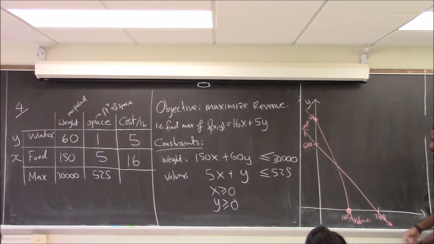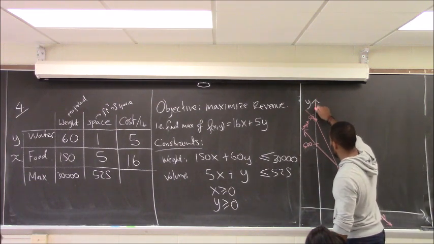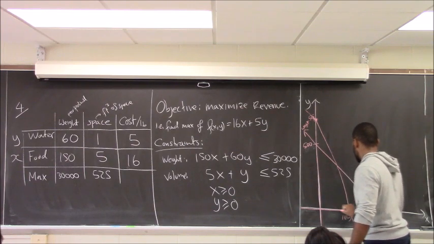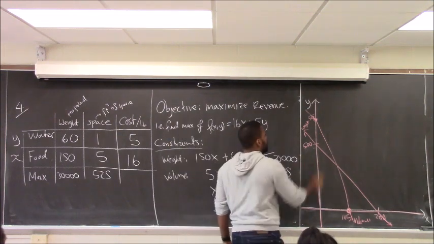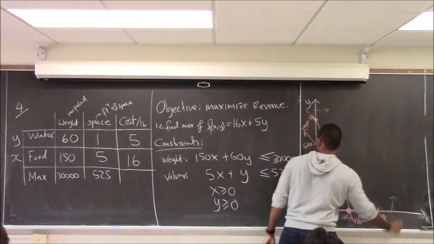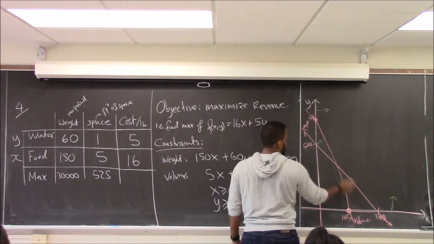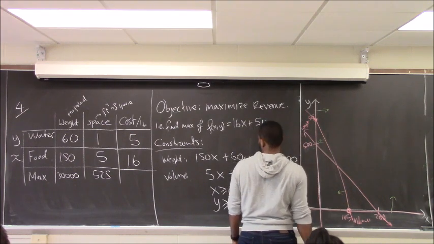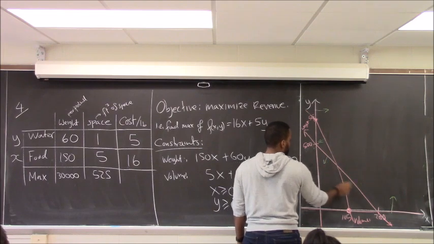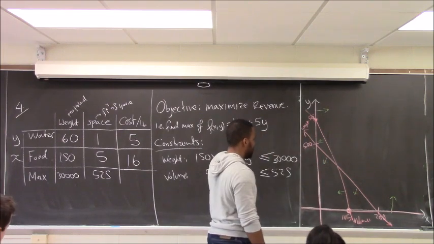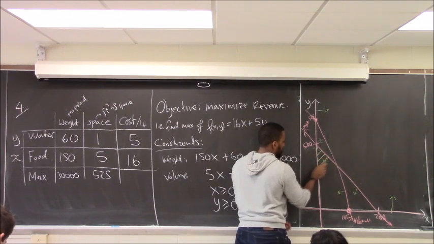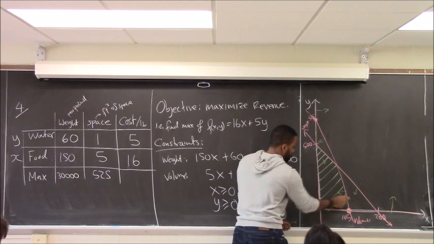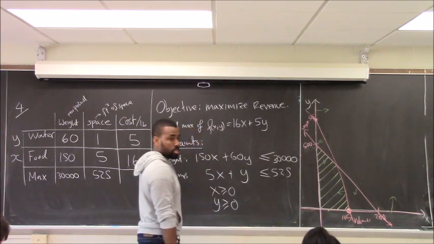Okay, so now what? We also have x equals 0 and y equals 0. And so I know I want to be to the right of this guy, above this guy, below this guy, and at the same time below this guy. So where does that leave us? Like here. That satisfies all the requirements here.